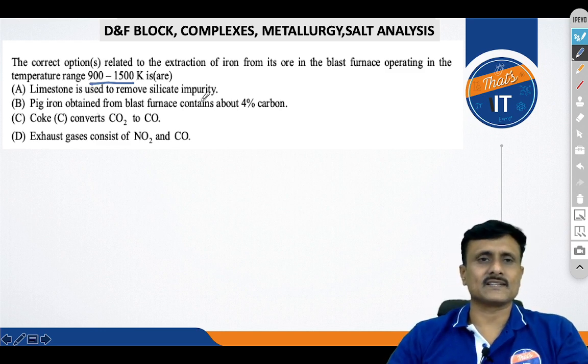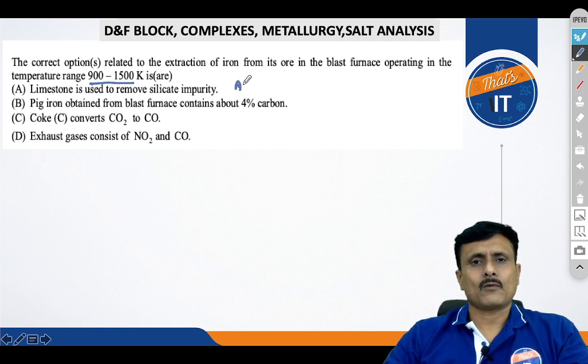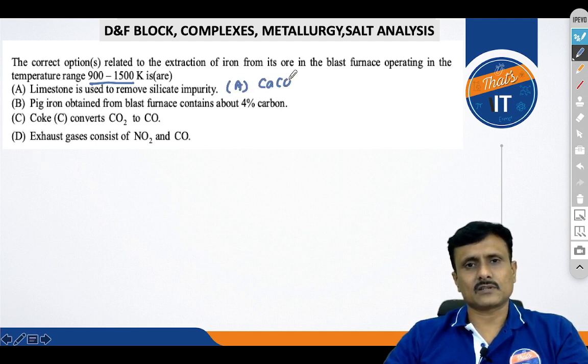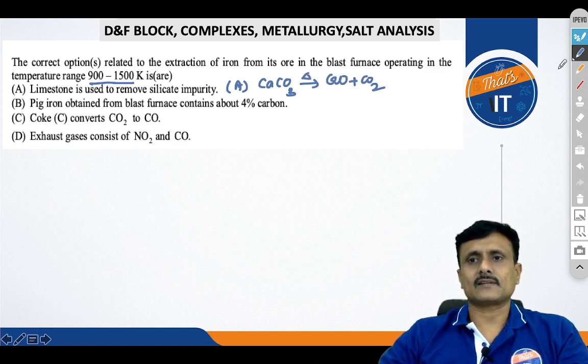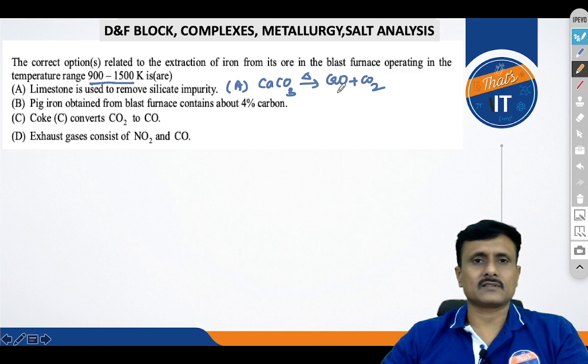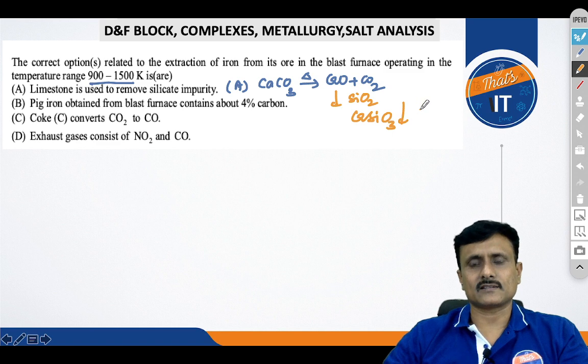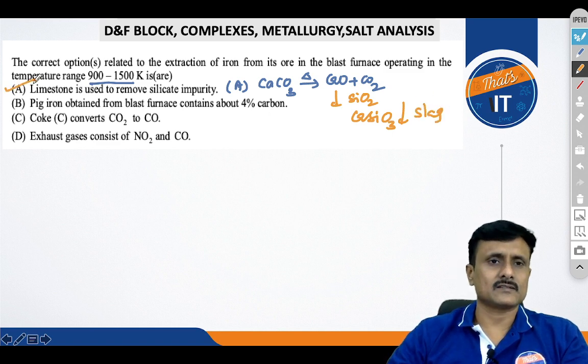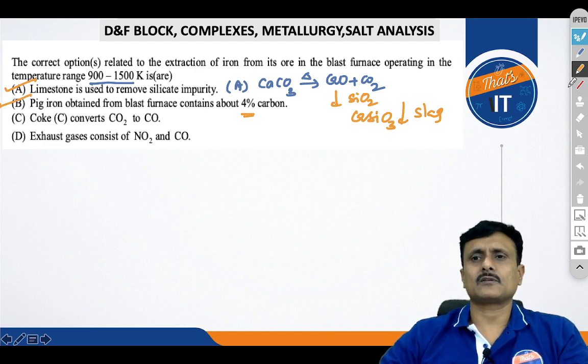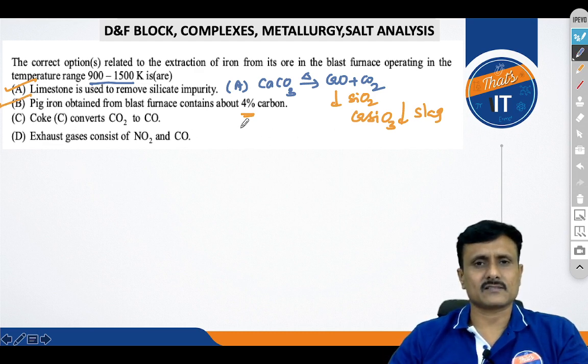Limestone is used to remove silicate. Yes, that's true. What will happen there? You know, limestone CaCO3 would be heated to produce what? CaO and carbon dioxide, right? So this CaO is going to react with SiO2 to give you CaSiO3, and this will be removed as slag, isn't it? So option A is correct. Yes, 4% is there in pig iron, that's true. And option C, yes, option C is also correct, because you know the reaction, very popular reaction between CO2 and C.